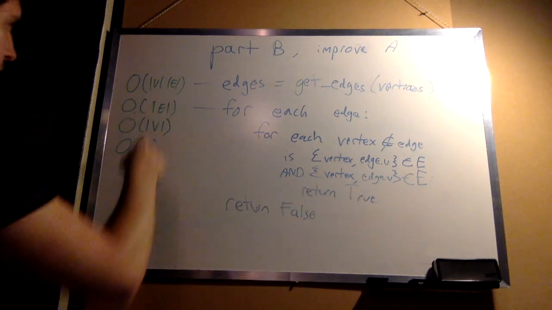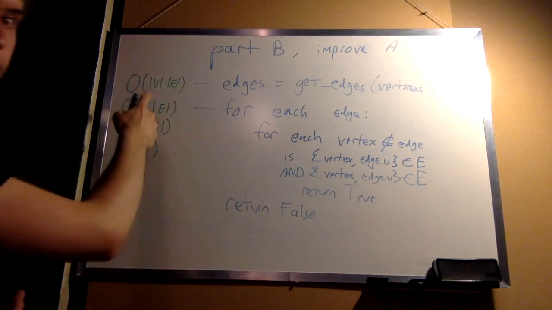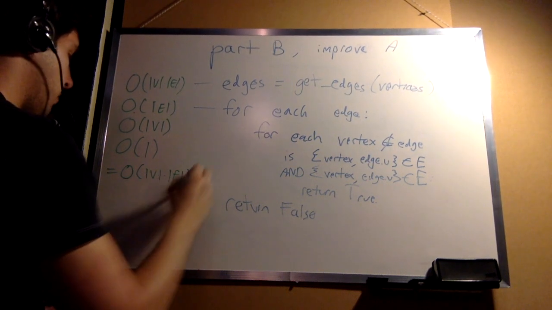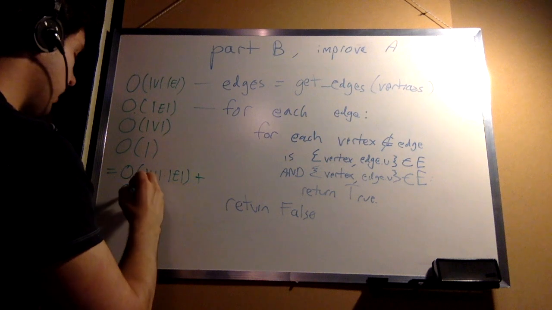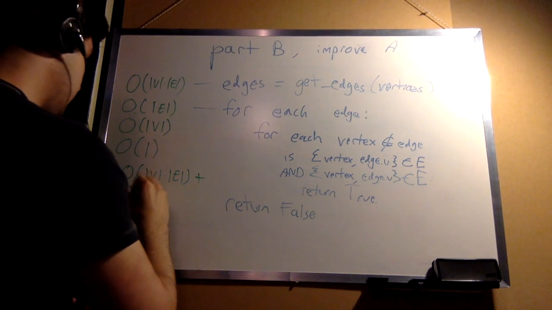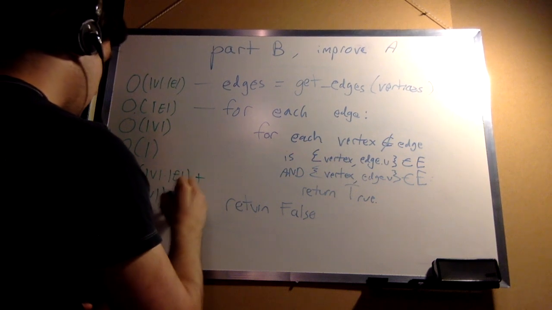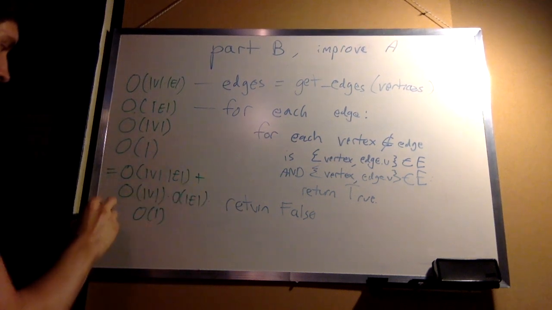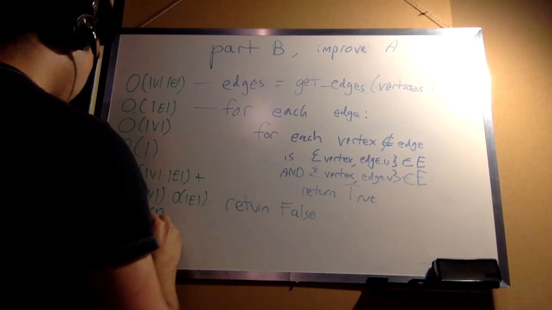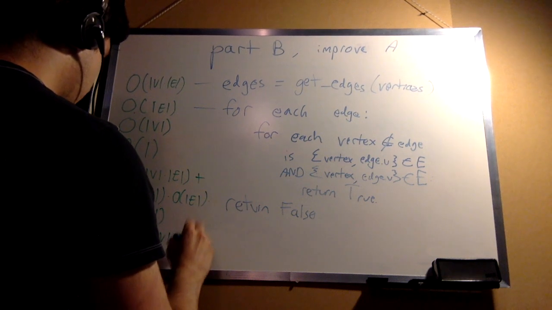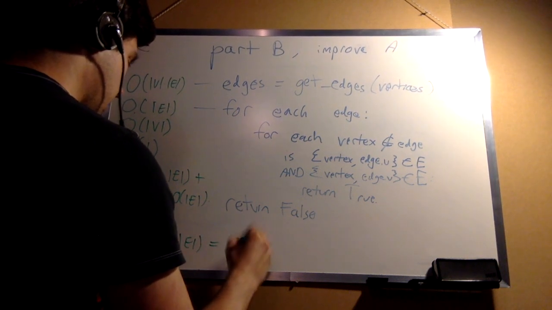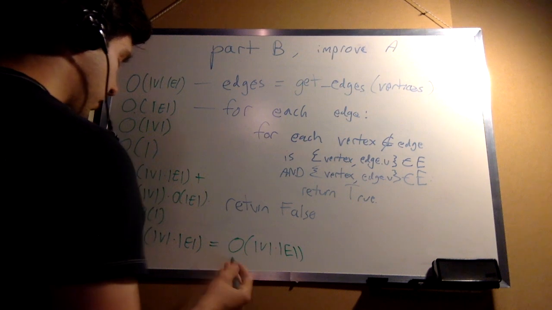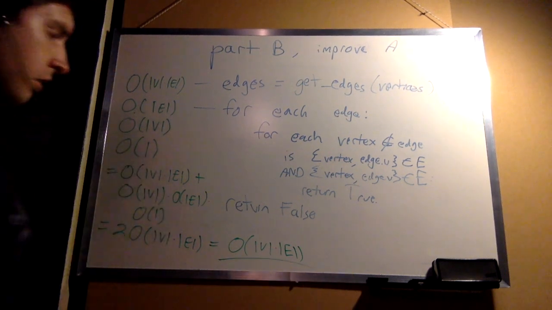Okay, so let's tabulate this. So our O of V times E plus O of V times E times O of 1. So that's just like 2 O of V times E, which is just O of V times E, because in big O we don't consider the constants except for O of 1. And there's our total runtime.